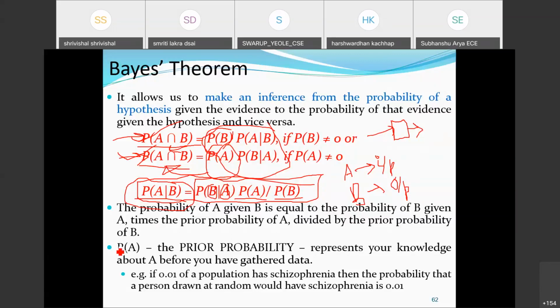So just one example is given. If 0.01 of a population has schizophrenia, then the probability that a person drawn at random would have schizophrenia is 0.01 here. This is a very rare probability here. It doesn't mean the person has the disease here. It is just in possibilities here.